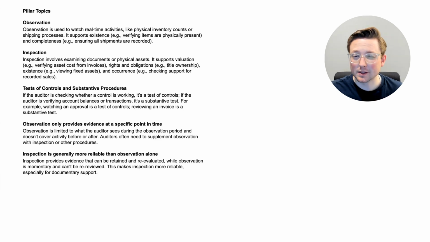Now let's talk about tests of controls and substantive procedures. We talked about this a little bit throughout the video, and it's something I'm going to expand on a little bit more in the next questions for the pro members. If the auditor is checking whether a control is working, it's a test of controls. If the auditor is verifying account balances or transactions, it's a substantive test. That's something very basic that you probably should know, the difference between a test of controls and a substantive test. For example, watching an approval is a test of controls. Reviewing an invoice is a substantive test.